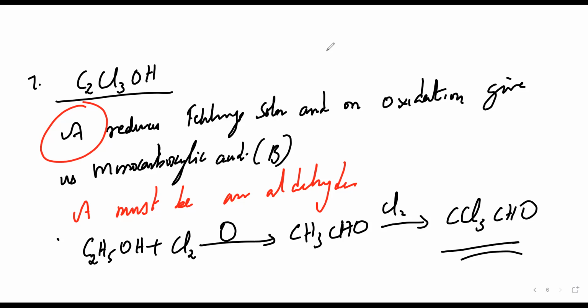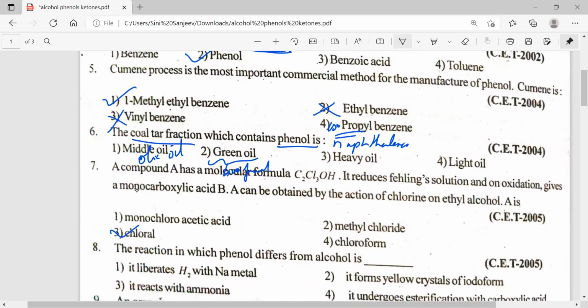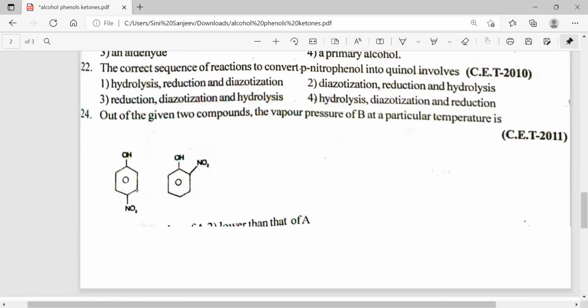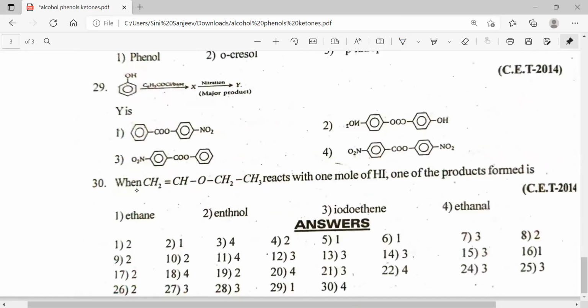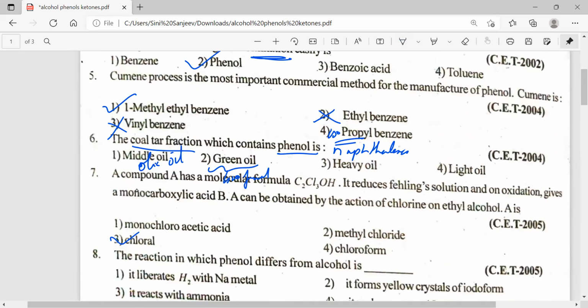So what is CCl3CHO? It is an aldehyde here. So this is nothing but what? Chloral. Okay. So for us, in this, our correct answer is which one? Third one. Chloral, that is the correct answer. So in the same question paper, I given the solutions also. Answer key. This is the seventh one. It is written third one. Yes, let me check further. Yeah, seventh it is third one. Chloral.